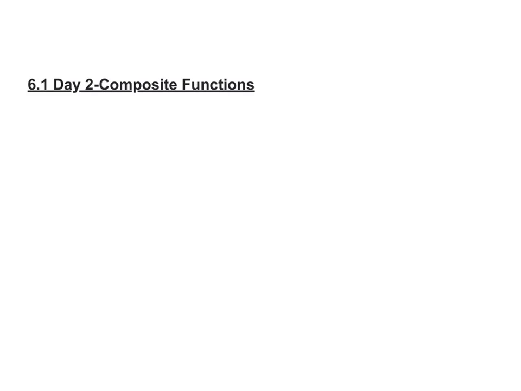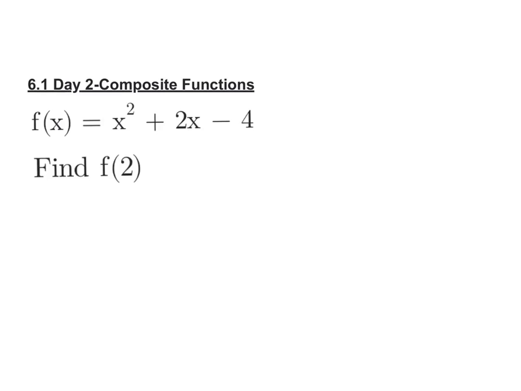So I'm going to start off with something that's familiar and then talk about how we actually get composite functions from there. Okay, so we're going to start off with something you've seen before. Here's a function f of x, x squared plus 2x minus 4. Find f of 2. You hopefully remember how to do this, so why don't you give that a shot and then we'll go over it.